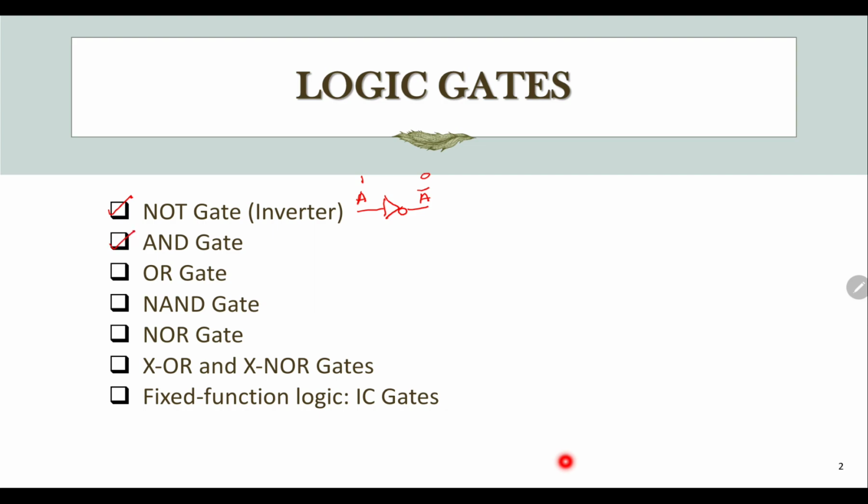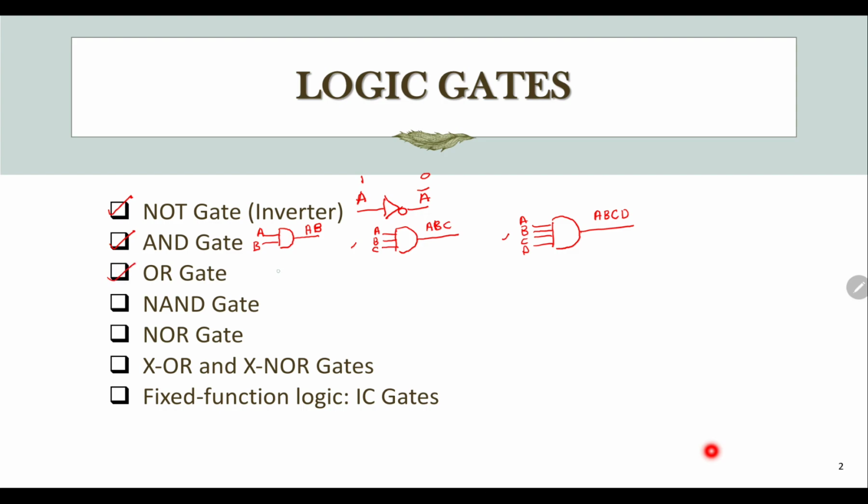After that, you have the AND gate. You can have an AND gate for 2 inputs, for example A and B. The AND gate performs the operation of multiplication, so it will give you the output AB. If you have a 3-input AND gate, A, B, C, you will get ABC as the output. And if you have a 4-input AND gate, A, B, C, and D, the output will be A times B times C times D.